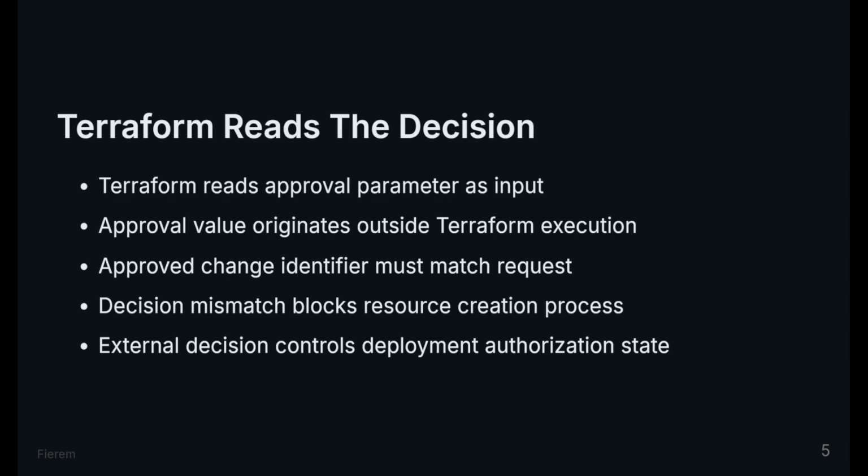Terraform reads the approval parameter as input. The decision value is not computed by Terraform. The approver must write the approved change identifier. Terraform compares the external decision against the proposed request. A mismatch stops the deployment before resource creation.